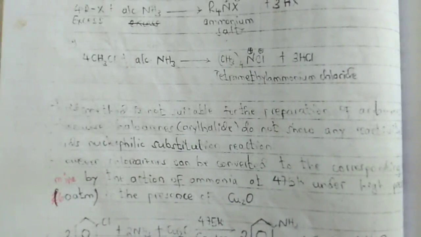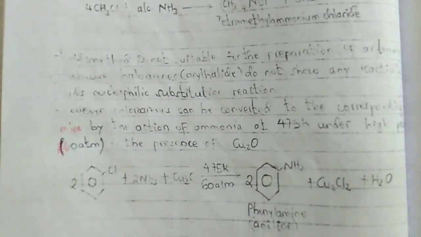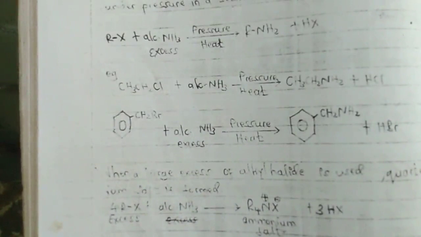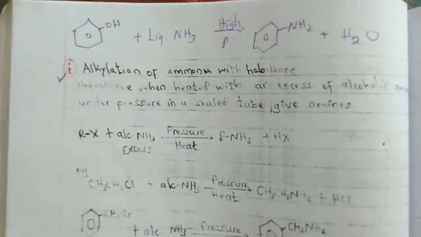So tukiwa tuna copper 1 oxide, tukawa tuna ammonia, tukawa tuna 475 na pressure ile pale, the chloroarene can be converted into phenyl amine, unaona. Kwa hiyo haziwezi kufanya reaction kama ya kule mwanzoni, lakini zitafanya reaction kama hiyo hapo. Lakini pia preparation nyingine tunaweza kutumia alcohol in liquid ammonia. Not only haloalkane, we can also use alcohol in liquid ammonia under high pressure, then you get primary amine. That was the reaction of haloalkane with ammonia at high pressure and temperature.